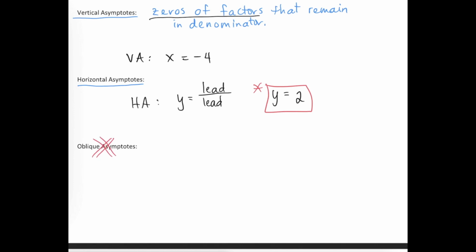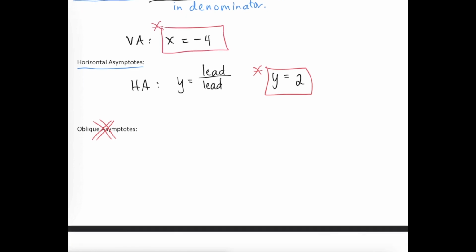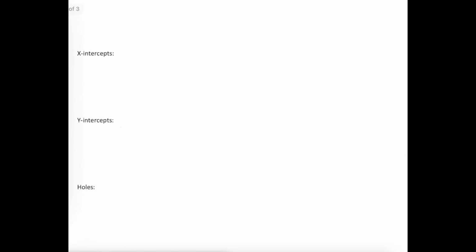We also have a vertical asymptote, and we're going to put that on our Cartesian plane here in just a minute. But before we do that, let's find our x and y intercepts. Remember, in order to find the x-intercept on any function, we're going to plug in y is equal to 0 and solve for x. In order to find the y-intercept on any function, we're going to plug in x is equal to 0 and solve for y.